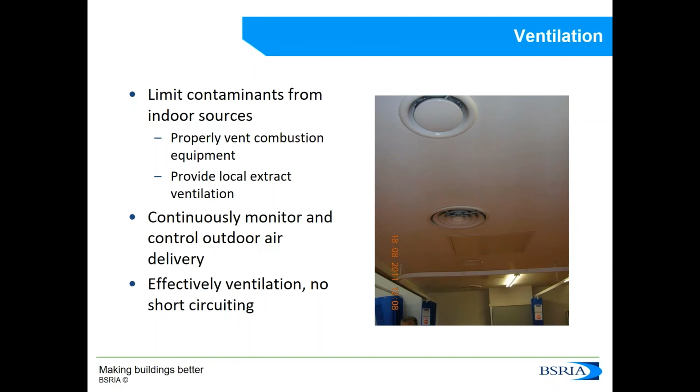For example, in this slide here, we have a supply grill and an extract grill really close to each other. So we can assume that part of the fresh air is going to go directly into the extract and is not going to reach the occupants of the space.